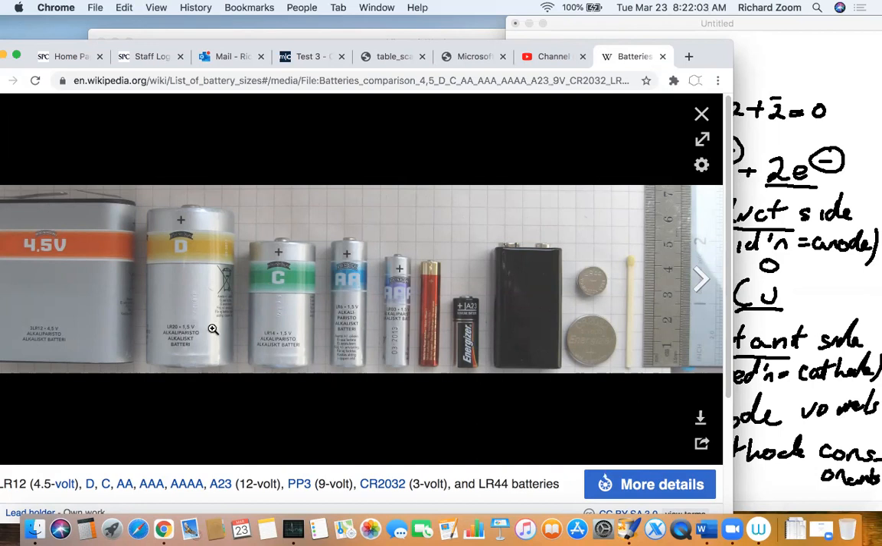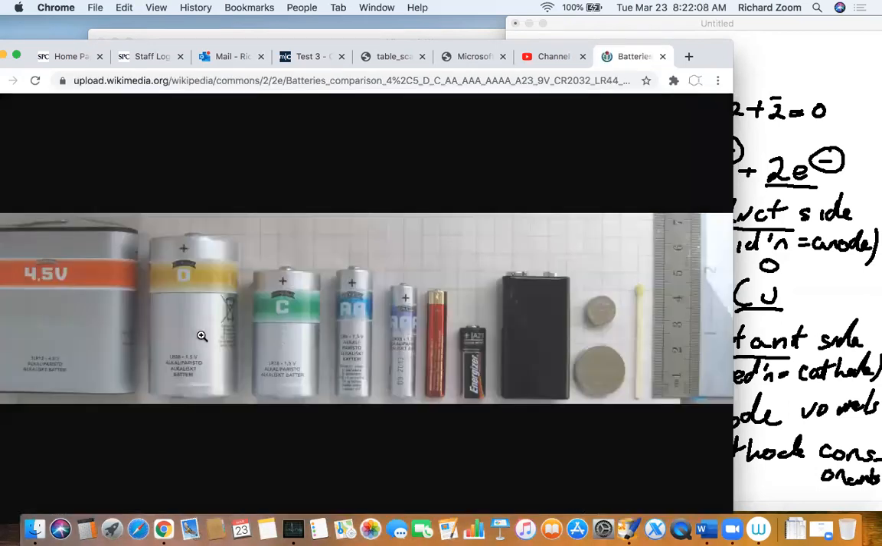What do you notice? What do they all have in common? Well, if you look at the voltage, they all have 1.5 volts. So as you can see, the size of these batteries is not important. They all produce 1.5 volts. Why is that? Because they all use the same chemical process to produce the electrons. Every last one of these, the AAA, the AA, the C and the D, all use the same process.